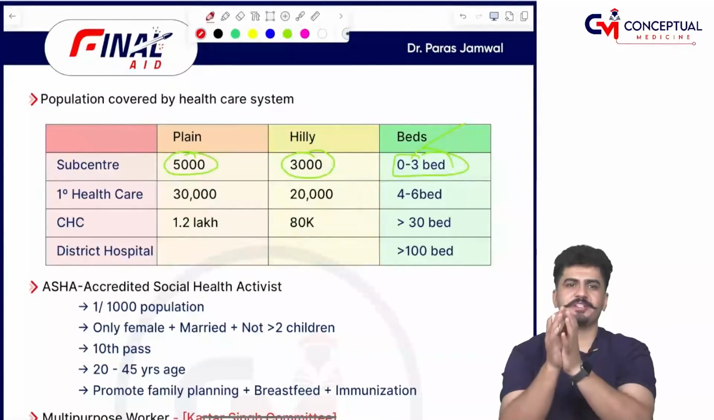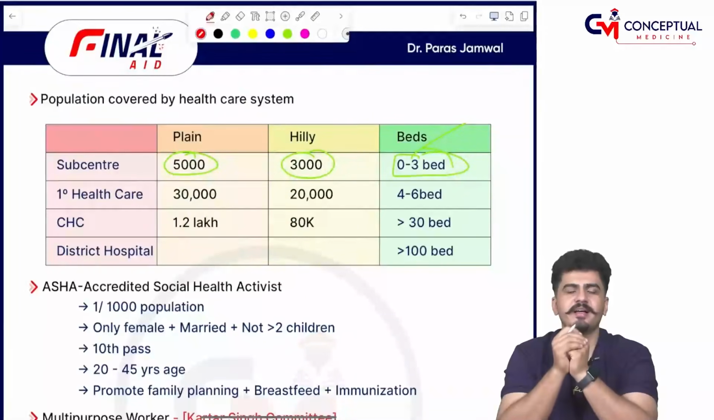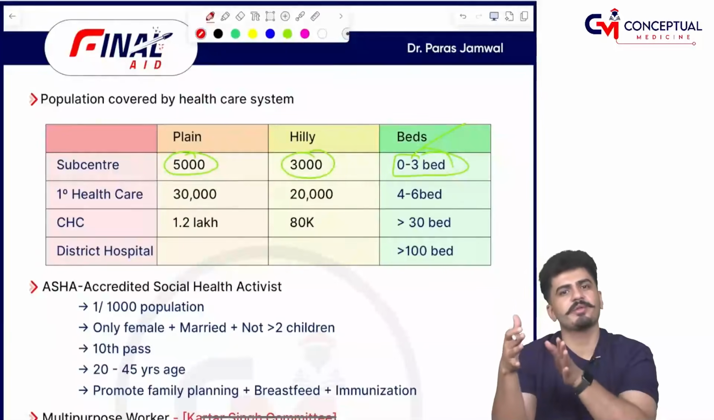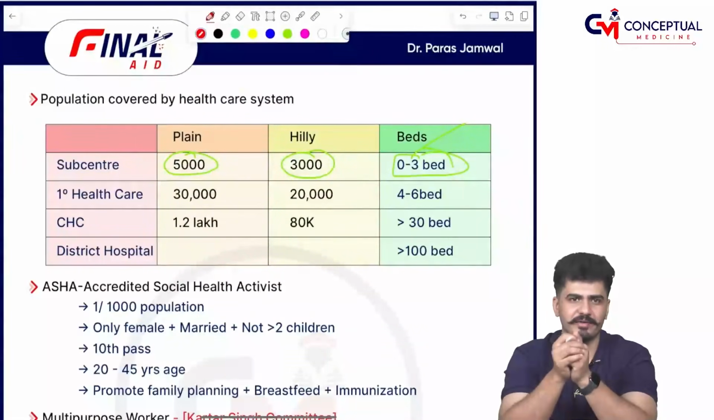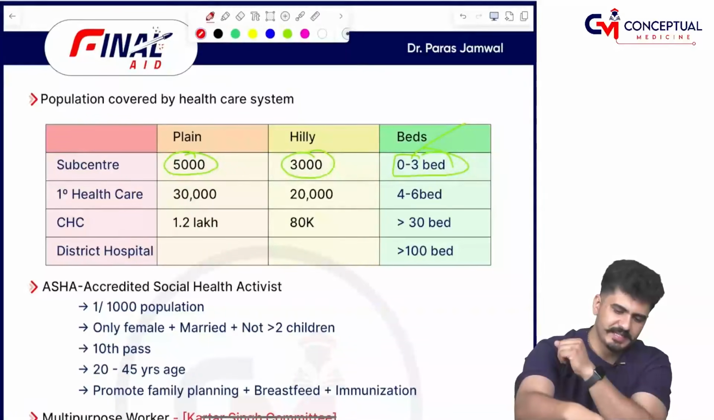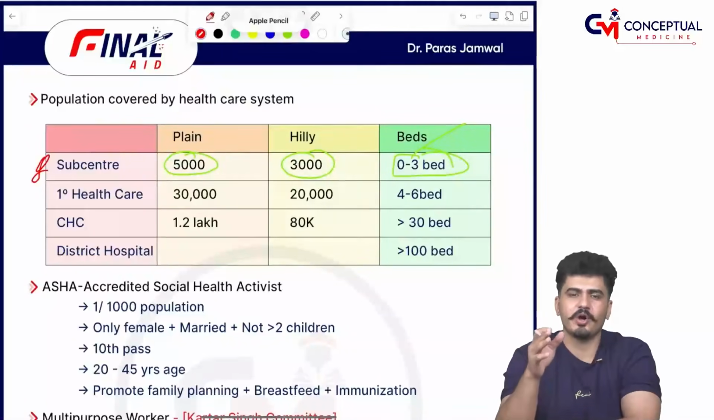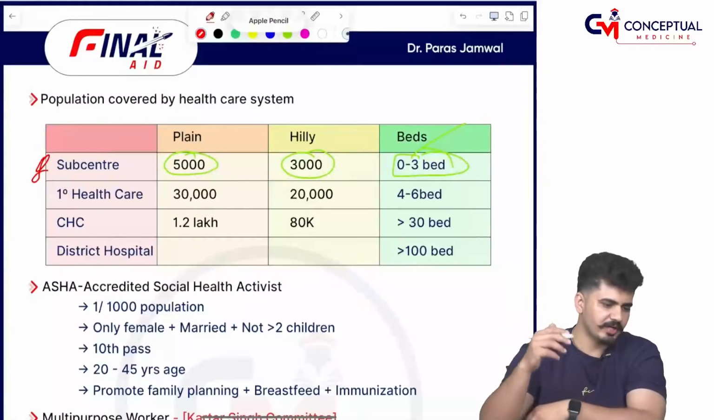Let's start with the population covered by the healthcare system. In the plain area and the hilly area, you will understand the plain area will cover more population as compared to the hilly areas, and then we'll talk about the number of beds they have in the particular center. So number one, we start with the subcenter, where in the plain area population covered is 5,000, and in the hilly areas the population covered is 3,000, and number of beds is 0 to 3 depending on type A and type B, where delivery is happening and where delivery is not happening, my dear friends.